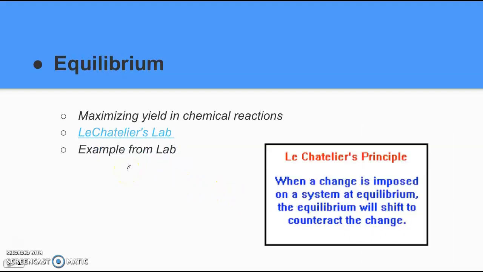The next one is an equilibrium lab, and that's where we're trying to maximize yield in chemical reactions. So really it's just knowing if you put stress on a system, which way will the system change to get back to equilibrium, as in which way is it going to shift. And this is the link to the Le Chatelier's lab that we did. You just want to know which way the system will shift to get to equilibrium.